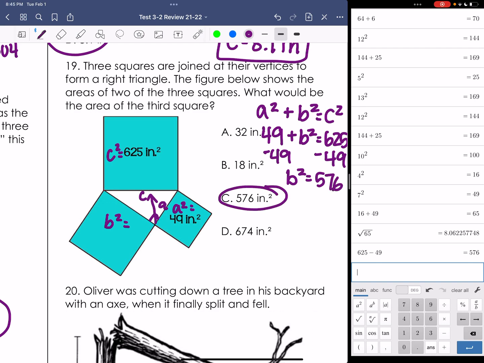But again, like I mentioned, when we add together the area of our two smaller sides, it equals the area of our largest. So all we had to do here was take the area of our largest and our smallest and subtract them to equal B squared.